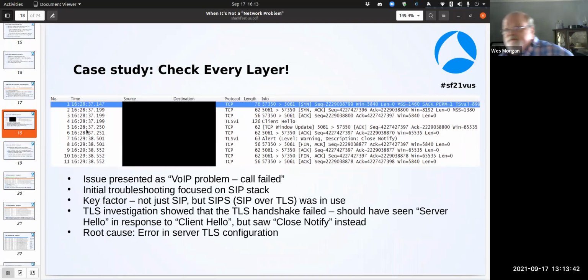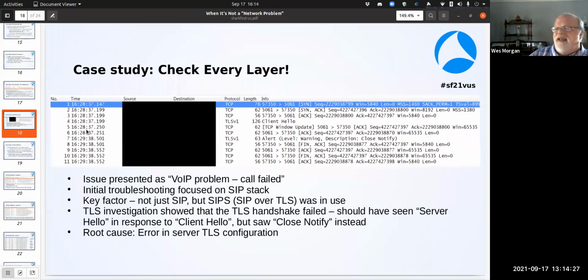Another point to keep in mind, you want to check every layer. Okay, this issue was presented as voice over IP's messed up, calls are failing. So everyone turned on debug, they started looking at the SIP stack, right? Well, here's the key factor, not just SIP, SIPS, SIP over TLS. So when we did a packet capture, we never got to the SIP layer because the TLS handshake kept failing, right? We should have seen a server hello in response to the client hello. Instead, we got a close notify.